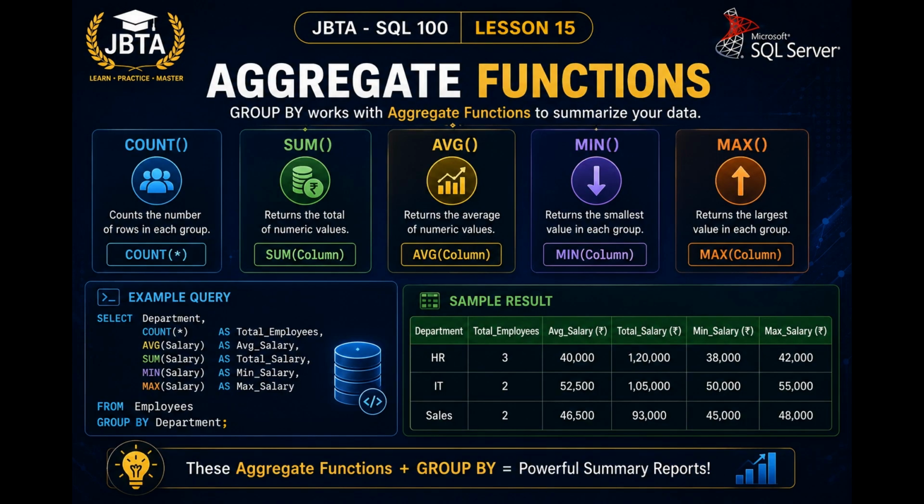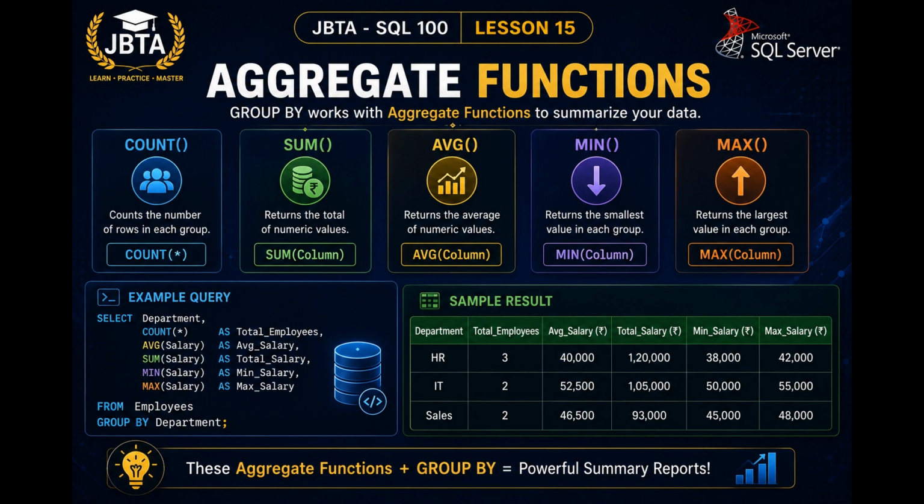The real power of Group By becomes visible when it is used together with aggregate functions. An aggregate function performs a calculation on a group of rows and returns a single result for that group. Some of the most commonly used aggregate functions are count, sum, AVG, max, and min. The count function returns the number of records in each group. The sum function calculates the total value for each group. The AVG function calculates the average value for each group. The max function finds the highest value in each group. The min function finds the lowest value in each group.